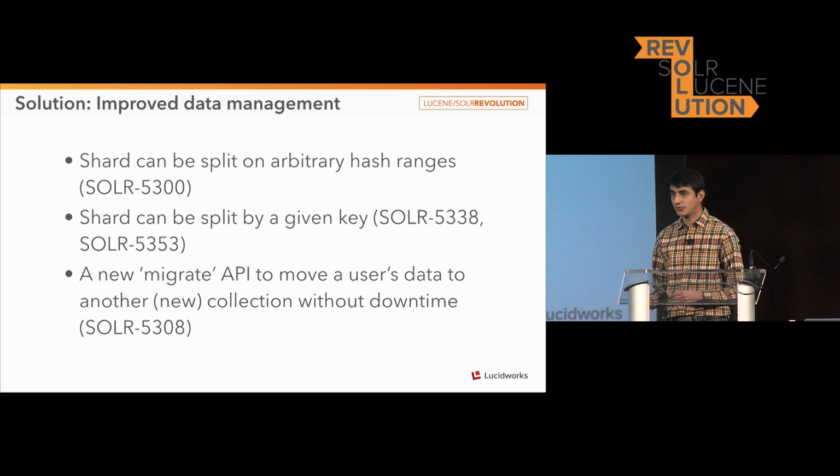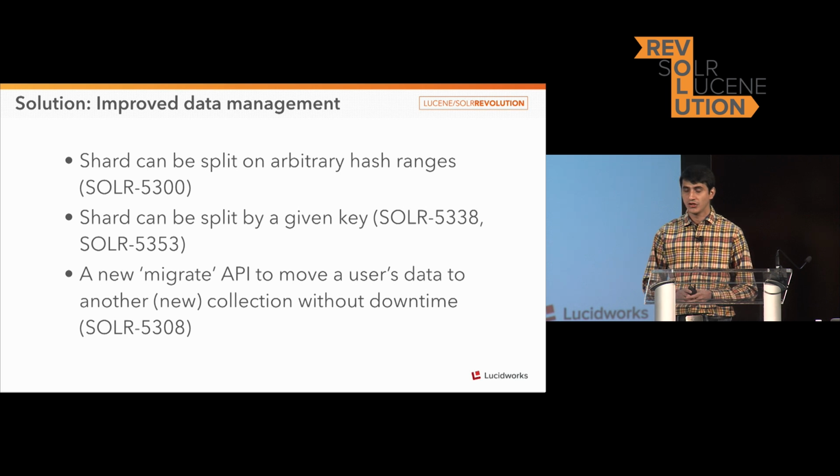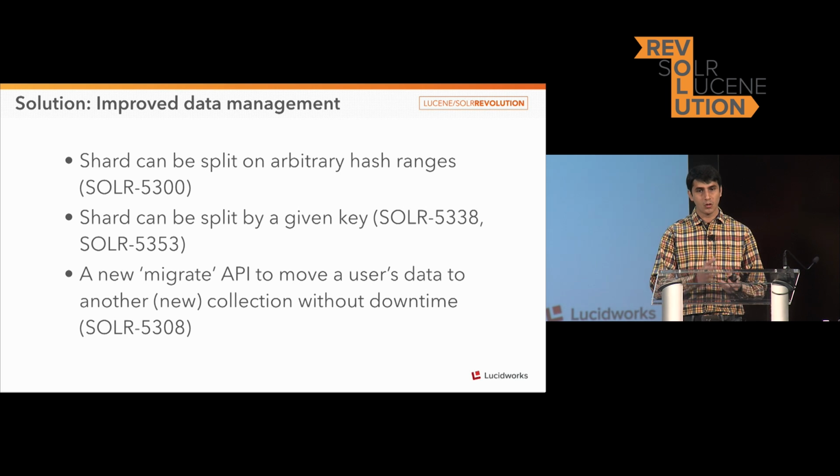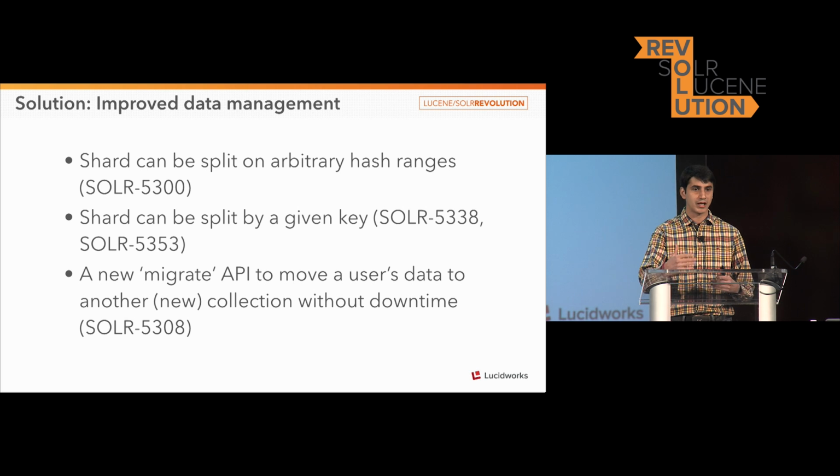And all of these things work without actually causing any downtime. So now you can actually provide your own hash ranges that you can calculate in your own application, and SolrCloud will actually split at those hash ranges. Furthermore, you can just give the prefix of a composite ID, and SolrCloud can extract the data out just for that ID.